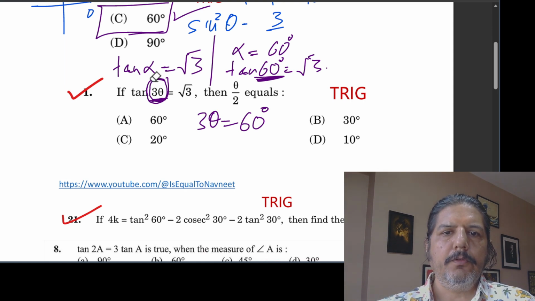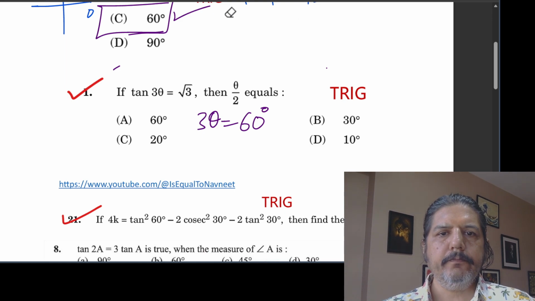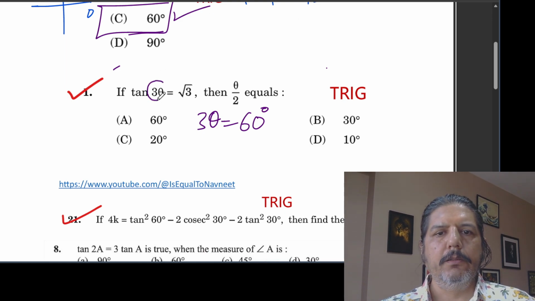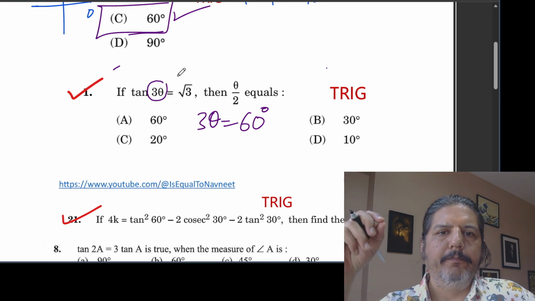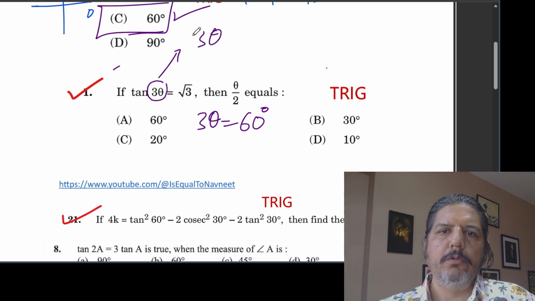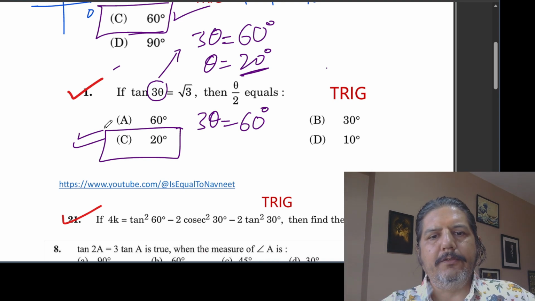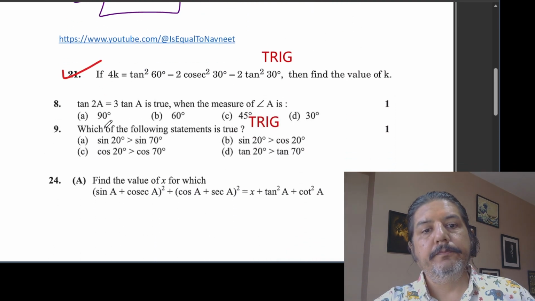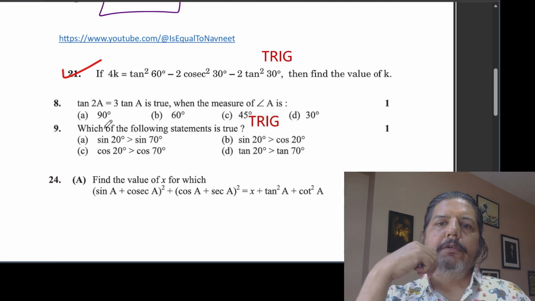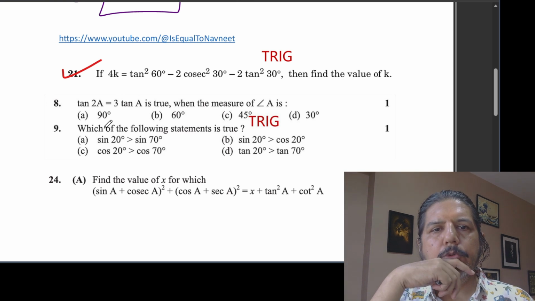Why? Let's look at this again. We are looking at tan of some angle, and tan of that angle should be equal to root 3. So what should be that angle? That angle would be equal to 60 degrees, so 3θ is 60 degrees, and that is why θ is equal to 20 degrees, and θ by 2 is 10 degrees. As you can see, these are very typical questions, and my guess is that if you haven't done questions like this before, you will find it difficult to do the question in the paper.